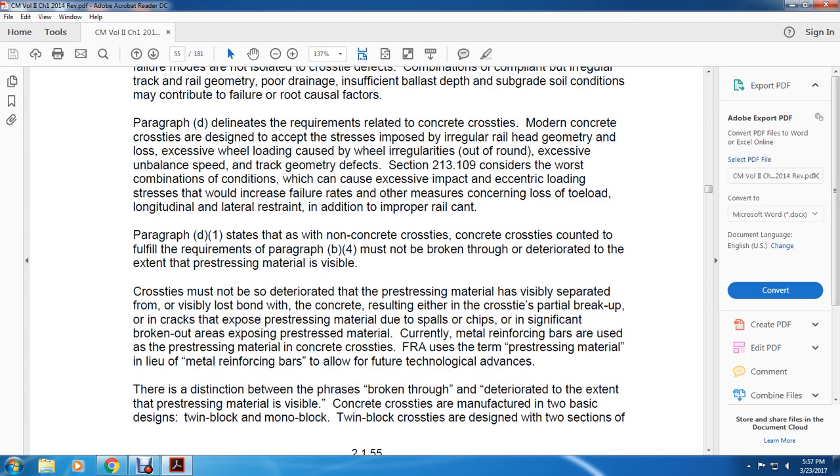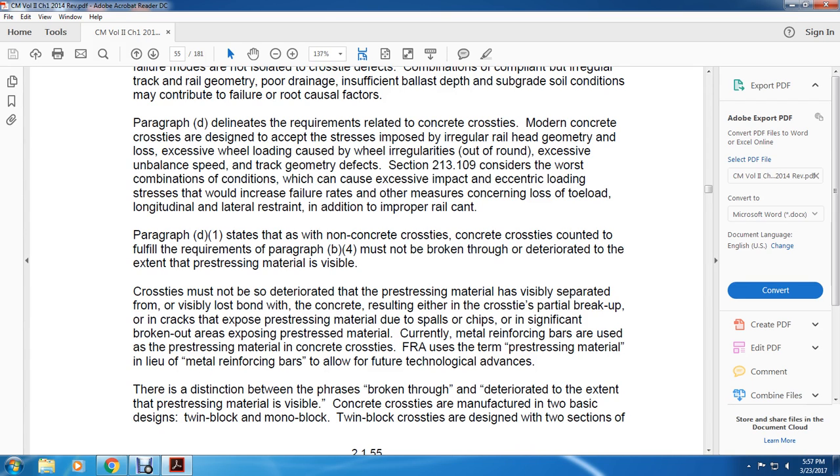Paragraph D delineates the requirements related to concrete ties. Modern concrete ties are designed to accept the stress imposed by the regular railhead geometry loss. The excessive wheel loading caused by wheel irregularities outruns the excessive unbalance of the track geometry defect. Section 213.109 considers the worst combination of conditions, which can cause an excessive impact with an eccentric load. The stressing would increase the failure rate for the other measuring concerns, such as load of the toe bed and longitudinal and lateral resistance, in addition to an improper rail cant.